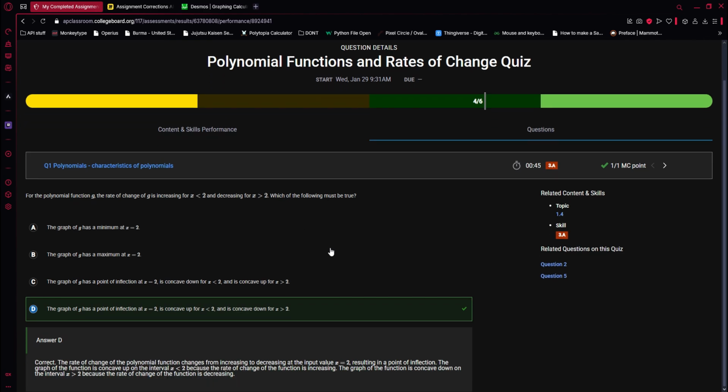Anyways, starting off with this question. For the polynomial function g, the rate of change of g is increasing for x less than 2 and decreasing for x greater than 2. Which of the following must be true? Okay, so polynomial function g, rate of change is increasing for x less than 2.